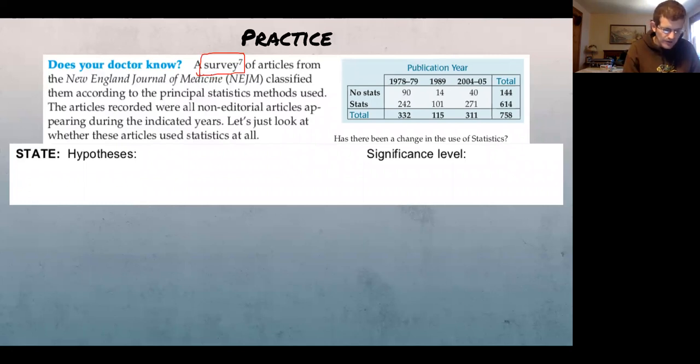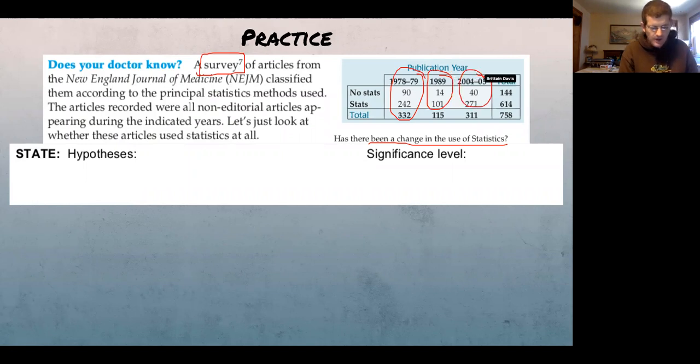And the essential question is, has there been a change in the use of statistics through time? We're going to compare different distributions. And notice that we actually have 3 distributions we're comparing here. Well, I shouldn't include that last one. So I'm comparing 3 different samples, and there we go.